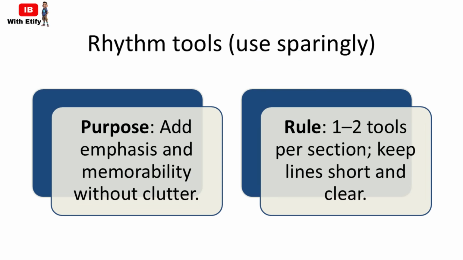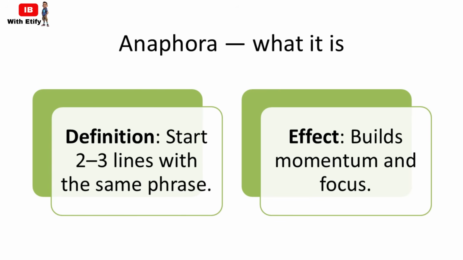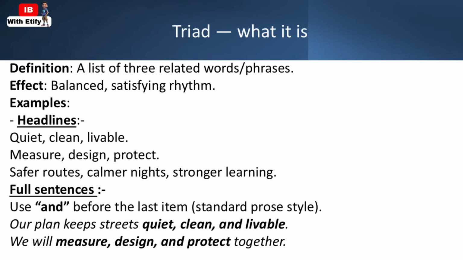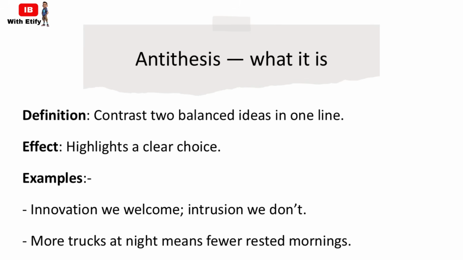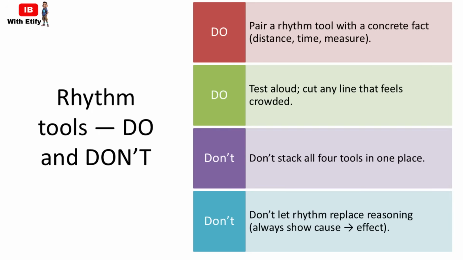A little rhythm helps if used sparingly. Repeating a starter phrase can build momentum. A 3-part list can give satisfying cadence. A balanced contrast can sharpen a choice, and a short question can guide agreement. Keep these lines brief, and let your evidence carry the argument.